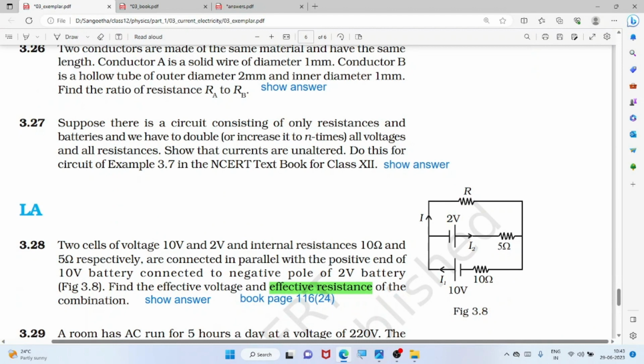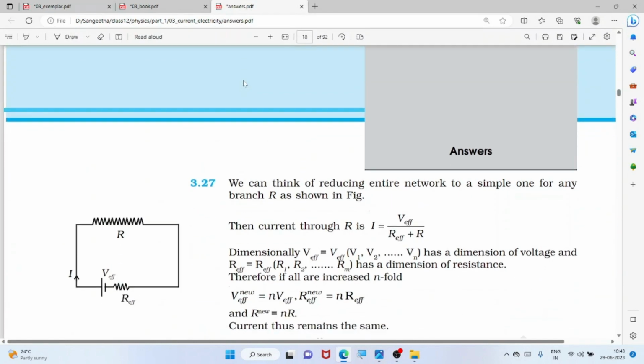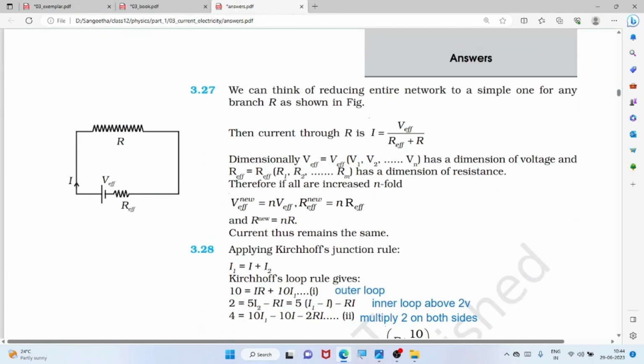Suppose that there is a circuit consisting of only resistances and batteries, and we have to increase all voltages and resistances n times so that the currents are unaltered. Okay, we can think about this. You can go through the answer here.